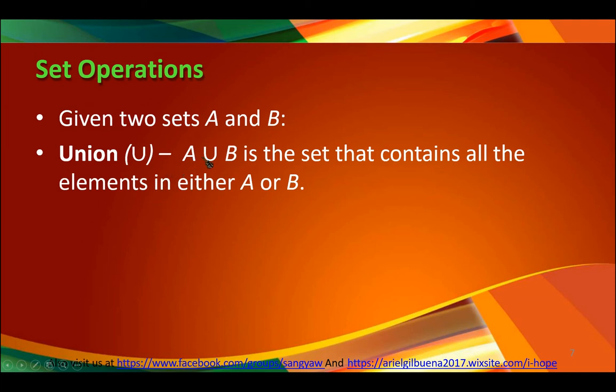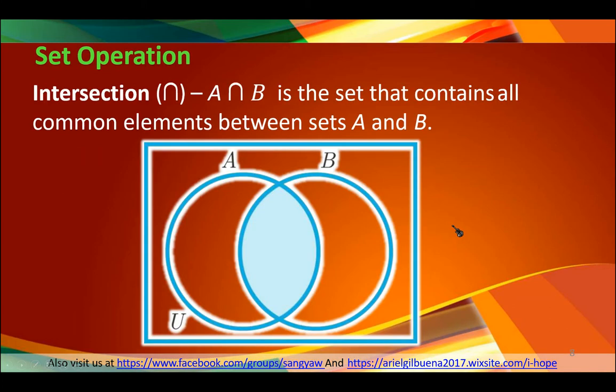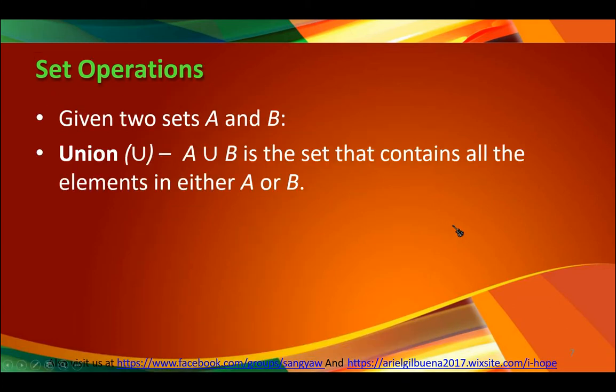Given 2 sets A and B. Then, union, ito po, A union B, is the set that contains all the elements in either A or B. Ito po yung sample na A. Pag sinabi natin union, yung set A at set B, lahat ng elements nila ay meron sa A at B. Yun po yung una.